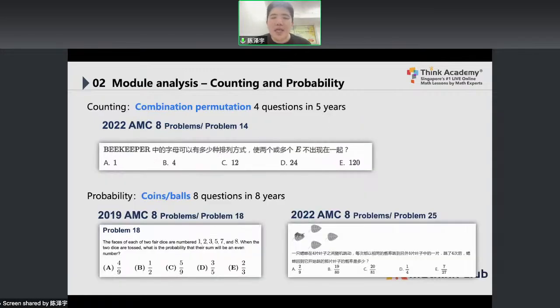Okay, and for counting and probability, first of all, you need to know the combination and permutation. Combination and permutation is basically the multiplication principle we have learned. This is one part, and for the probability part, it will test coins, balls, and ask you what is the probability that you will get consecutive heads. For example, problem 18 from the 2019 AMC8 asks what is the probability that the sum is an even number. And in 2022 AMC8, the last question, the most difficult question, is about probability.